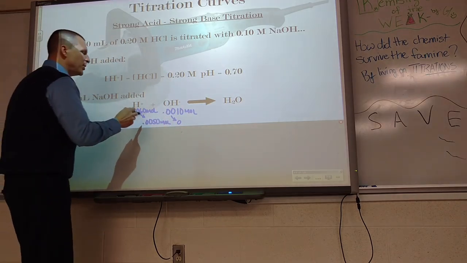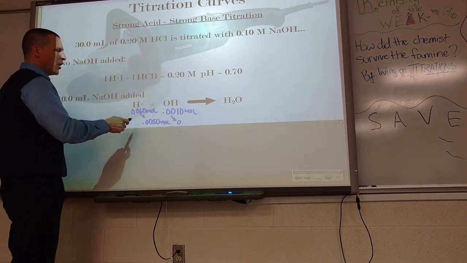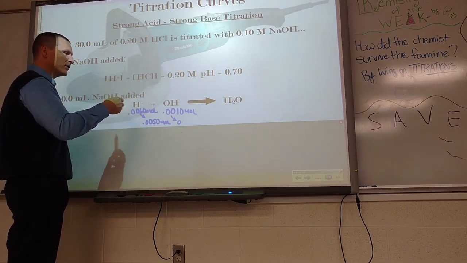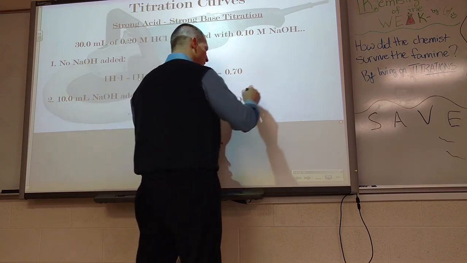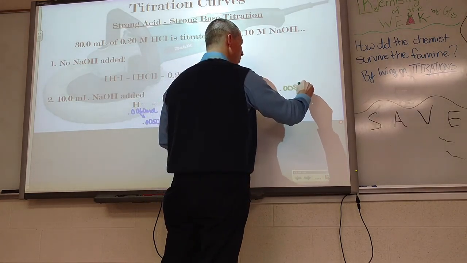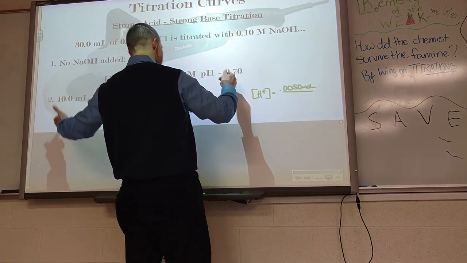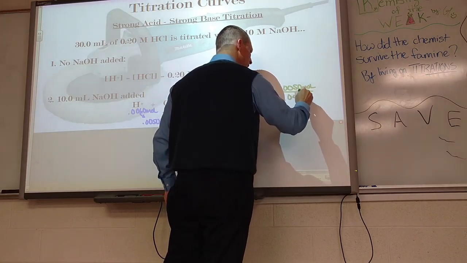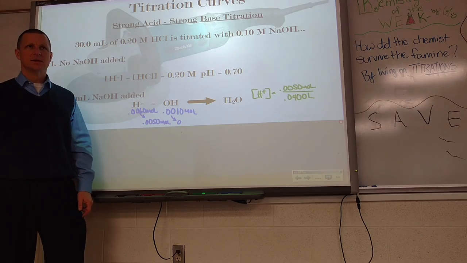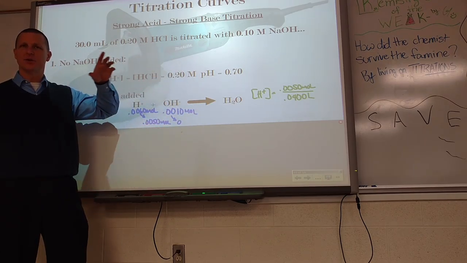So we need the pH of this solution. We still have an excess of hydrogen, so it's going to be below 7. We'll need to find the hydrogen concentration first. Take 0.005 moles of H+ that hasn't reacted yet, divided by the total volume, 30 mL plus 10 mL, 0.04 liters. Get that concentration, take the negative log of it for the pH. What do you get?